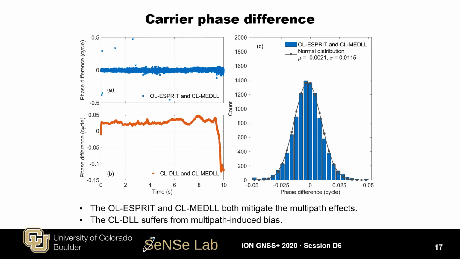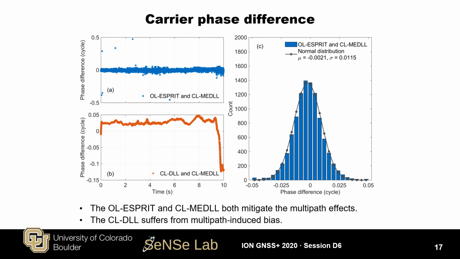To verify this, we plot the histogram of this phase difference on the right. The PDF is pretty close to a normal distribution with an almost zero mean and a standard deviation of around 0.01 cycles. In general, the multipath-induced errors should be low-frequency components and uncorrelated in the two methods. Results may infer that the phase difference is dominated by the estimation noise. That is to say, the open-loop ESPRIT and closed-loop MEDLL both succeed in mitigating the multipath effects on carrier phase estimation.